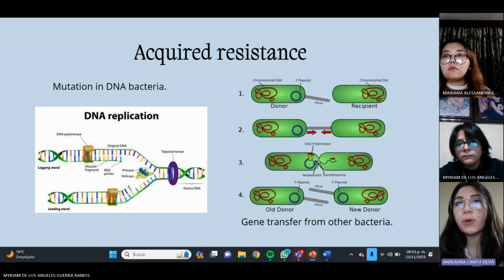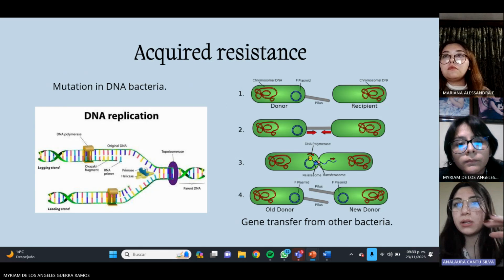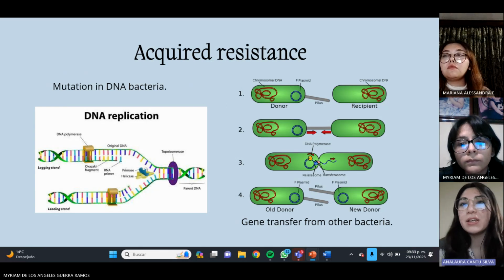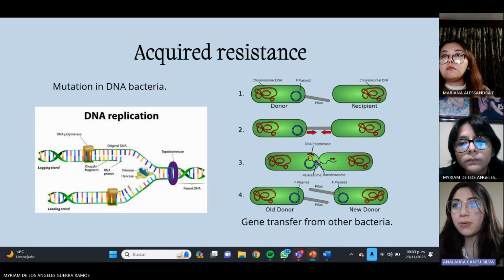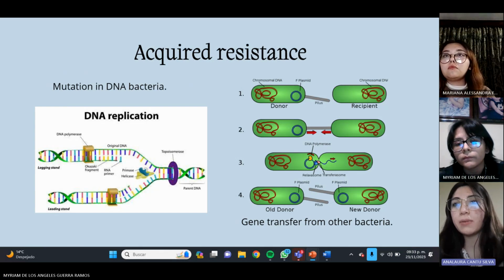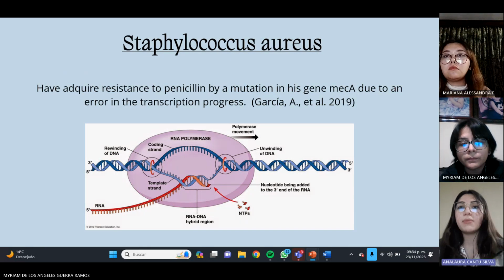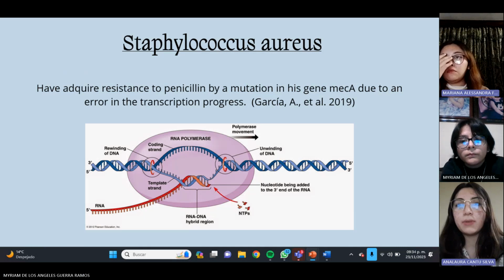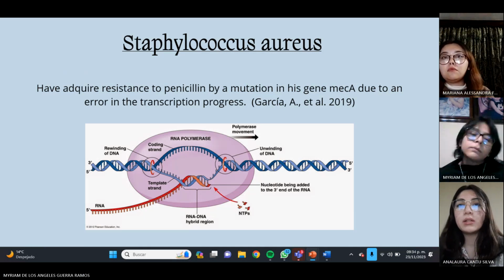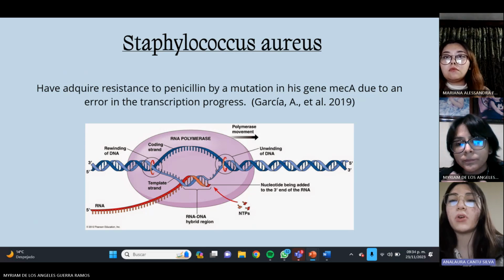In the acquired resistance, bacteria undergo changes or mutations in their DNA due to errors in the replication process or by transfer from other bacteria. One example is Staphylococcus aureus. These bacteria have acquired resistance to penicillin by a mutation in the mecA gene due to an error in their transcription process.